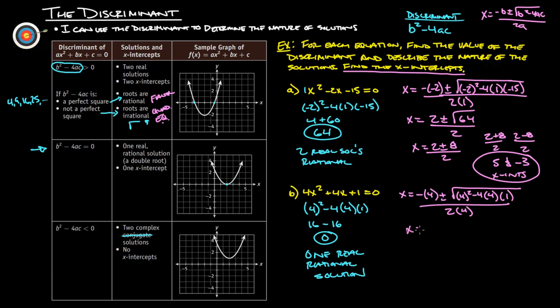So we get x equals negative 4 plus or minus 0, right? Because the square root of 0 is 0. All over 2 times 4 is 8. So that just goes away. We have negative 4 over 8, which is just negative 1/2. There's our X-Intercept. X-Intercept is negative 1/2. Okay?